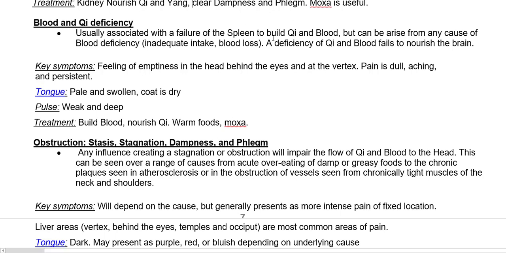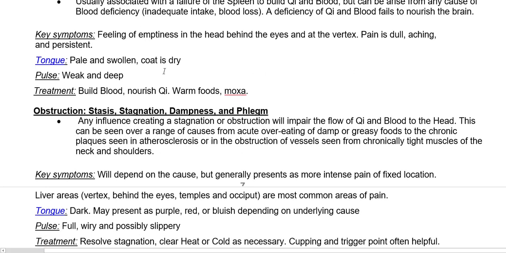So we see this, a deficiency of Qi, and particularly blood, will give us a failure of Qi and blood to nourish the brain. This often gives us those empty pattern headaches. We may see this behind the eyes and at the vertex, indicating more of a liver blood deficiency. The pain is almost always dull, aching, and persistent. Pale, swollen, dry coat. Let's see if we've got a picture there to take a look at.